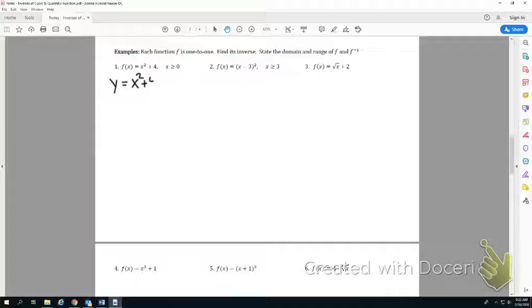So if this is my equation, the first thing I'm going to do is switch x and y. And then if I want to solve for y, what's the first thing I need to do? I'm going to subtract the 4. So I've got x minus 4 equals y squared. And then do what? Square root it.